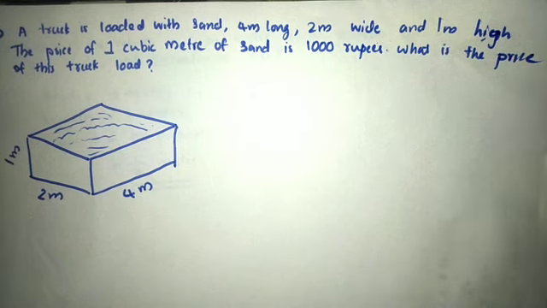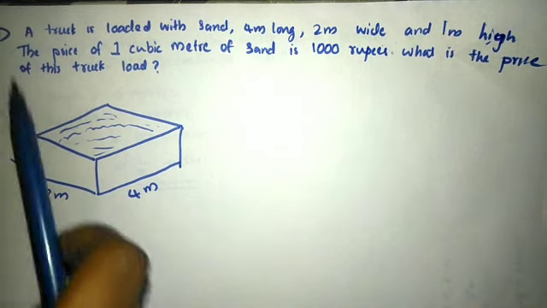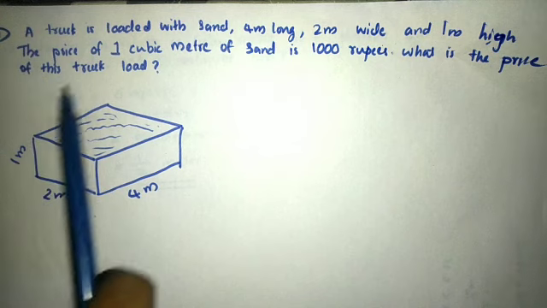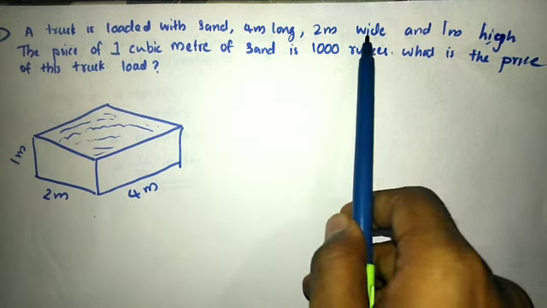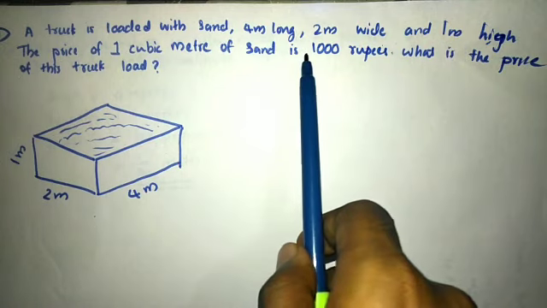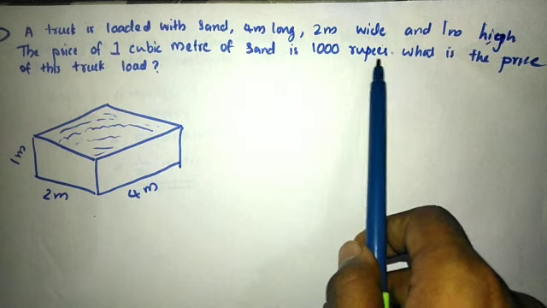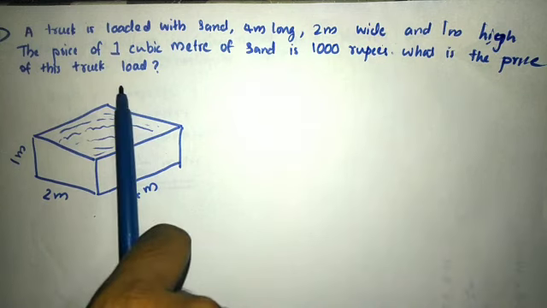Hello, my dear students. We just learned about how to find out the volume, and now we can discuss some of the more interesting problems. First question: a truck is loaded with sand, 4 meter long, 2 meter wide, and 1 meter high. The price of 1 cubic meter of sand is 1,000 rupees. What is the price of this truck load?